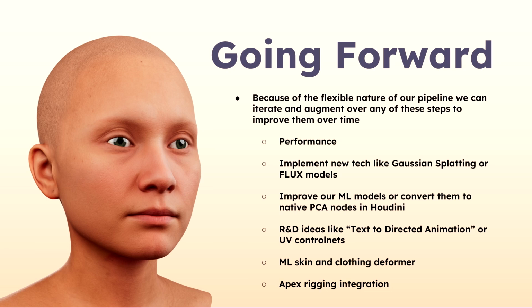Going forward, because of the flexible nature of our pipeline, we can iterate and augment over any of these steps and improve them over time. We're looking at all sorts of different ways to do that: performance, and implementing new tech like Gaussian splatting or flux models. We want to improve our ML models and convert them to native PCA nodes, maybe in the future. We have R&D ideas like text to directed animation or UV control nets. Also, ML skin and clothing deformers or Apex rigging integration are all things we're looking at.